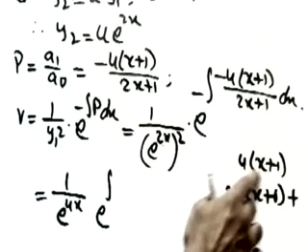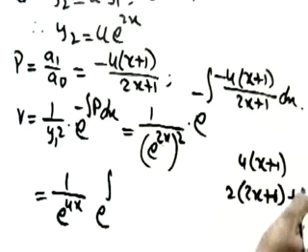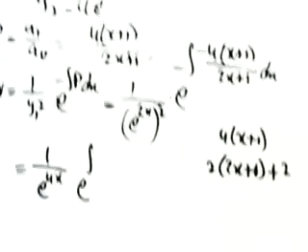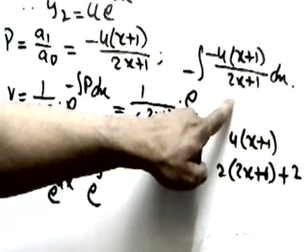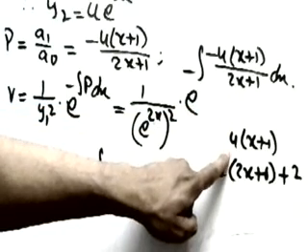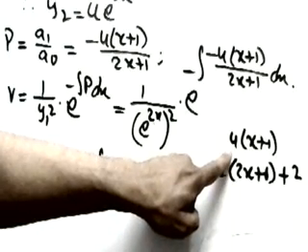Actually, this is 4x plus 4. So 2 twos are 4x plus 2. Plus 2 means we must write plus 2. 2 plus 2 will become 4. So this is a very important step. Watch carefully. We have to change this as that of the denominator. The denominator is 2x plus 1. So let me change this in terms of 2x plus 1.